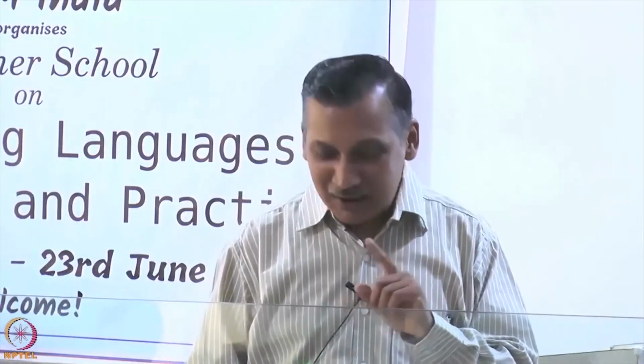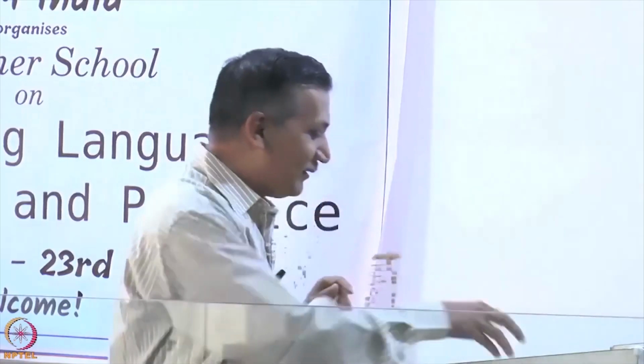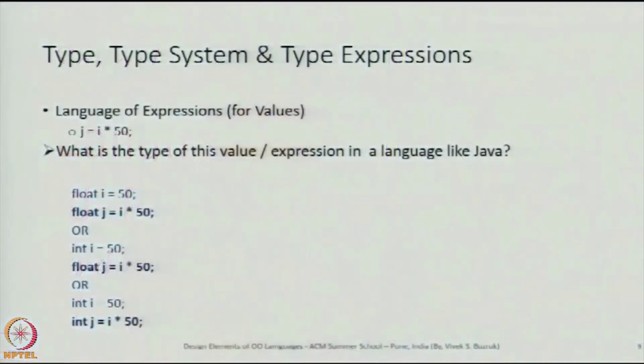Let's look at this. If I is float, then obviously this is good. What is this particular expression? Float into integer gives float. So the type expression can be float comma integer gives rise to float. You can see this in the bottom part also.